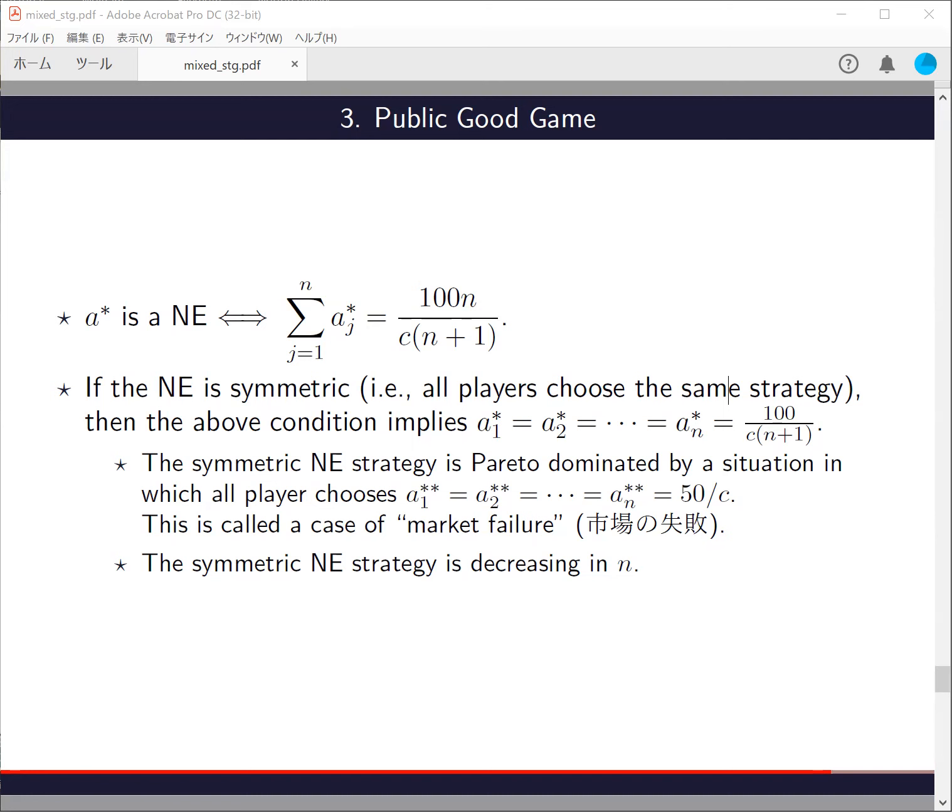The intuition here is straightforward. Every player wants to free ride on other players' contribution because making contribution is costly while you do not have to pay anything if other players make contributions. Another interesting prediction of this public good game is that player i's contribution amount is decreasing in the number of players n. And so the more people involved, the smaller contribution is made by each player.